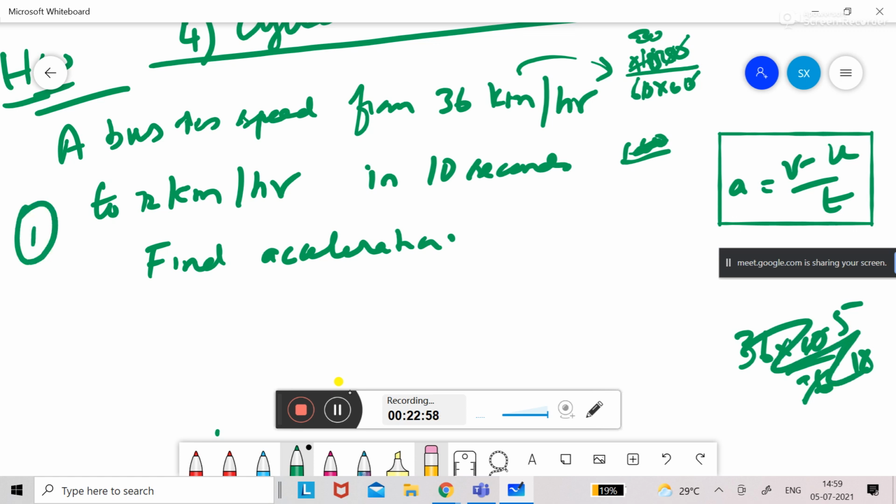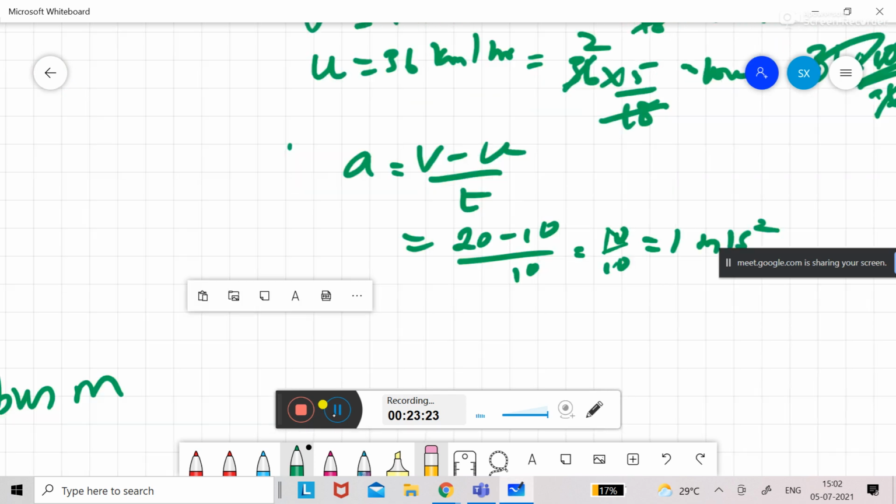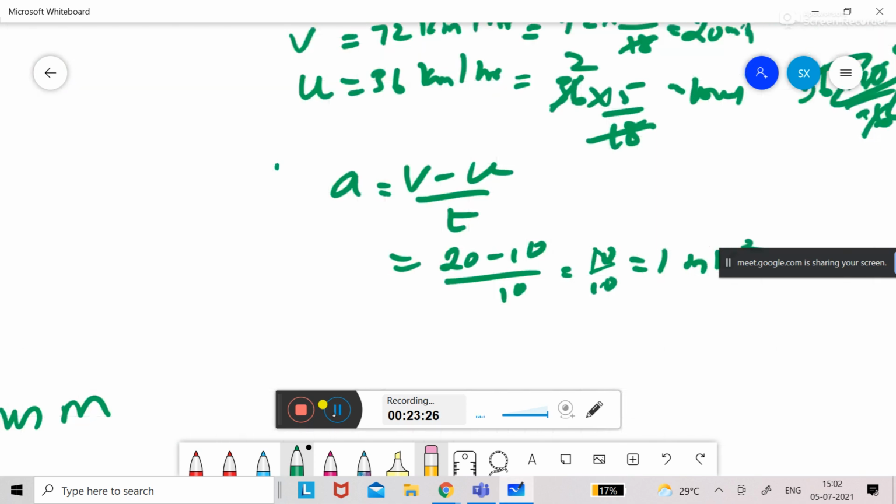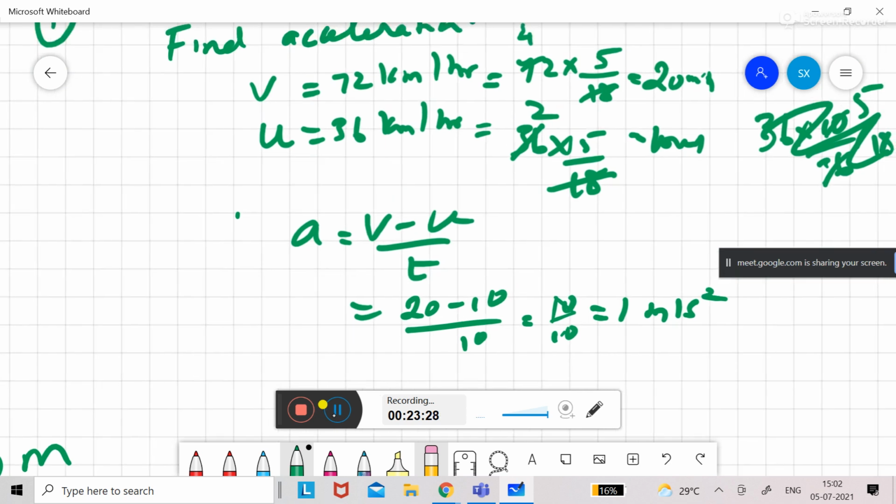Who will give me the answer? Are you doing it in a scribbling pad? Sivedza, what is the answer? I'm doing, ma'am. Good. Second question. See, the first question is very simple. V minus U by T you should calculate. Find how much V and how much U, and then substitute. All the sums are like that.